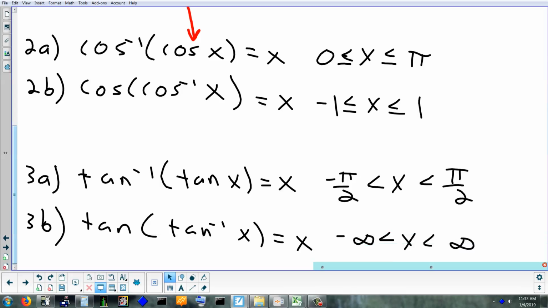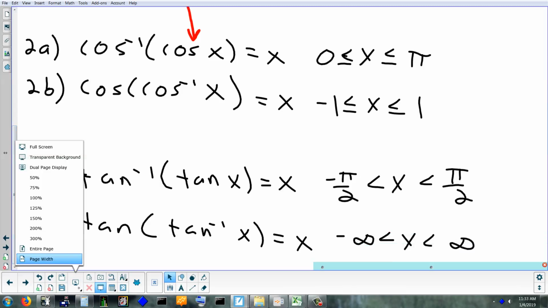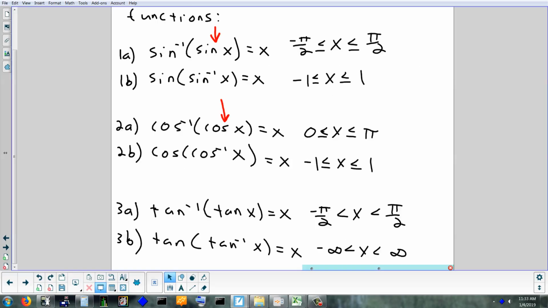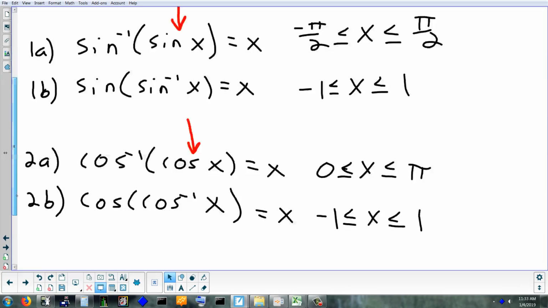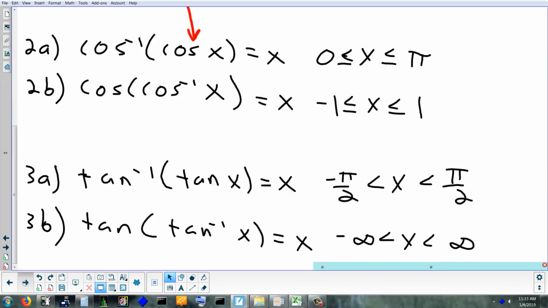None of these restrictions were important yesterday with the A version of each formula, because when you're solving a right triangle, you're always going to be between negative 90 and 90. You're always going to be between 0 and 180. You're always between negative 90 and 90. That restriction didn't matter. But if you're not dealing with just triangles, then yes, it does matter.